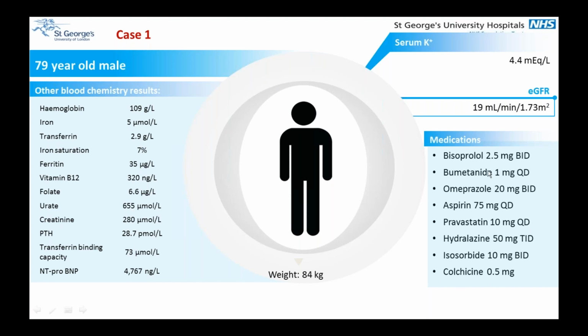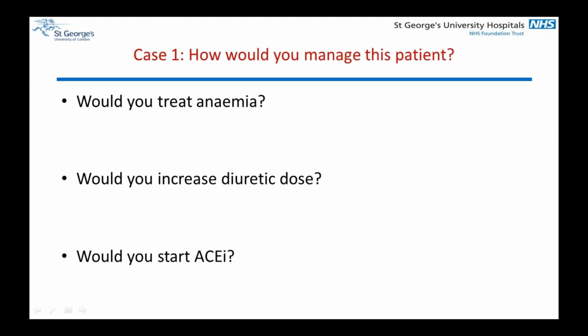Considering these are the medications that he's on, the question is, are you going to treat the anemia? And if so, how are you going to treat the anemia? Does it actually help? The second question is, what are we going to do about the diuretic dose? The patient has presented with shortness of breath. So one of the things that we need to do is relieve his shortness of breath to make him feel better. So that we can do by increasing the diuretic dose.